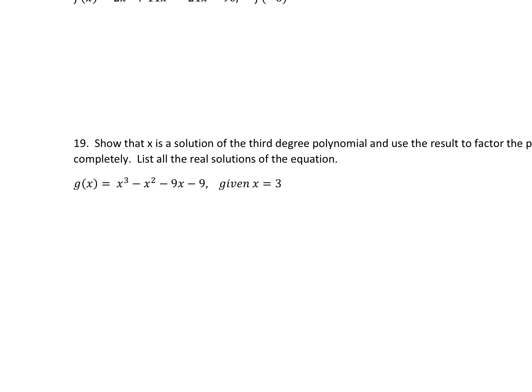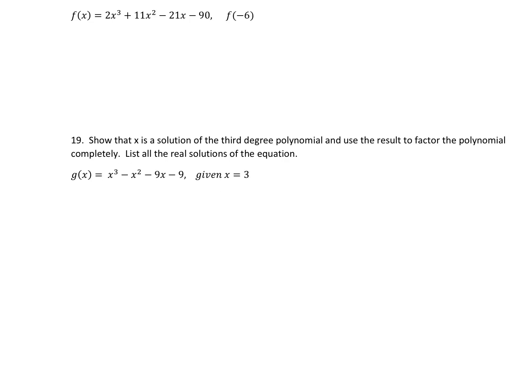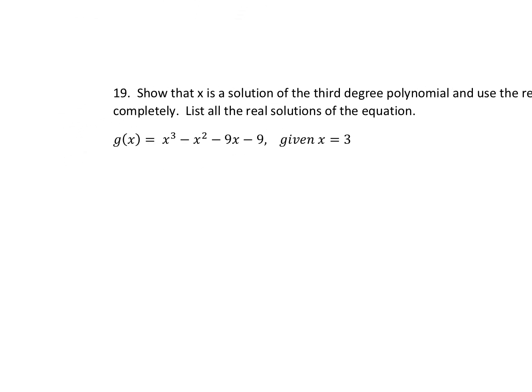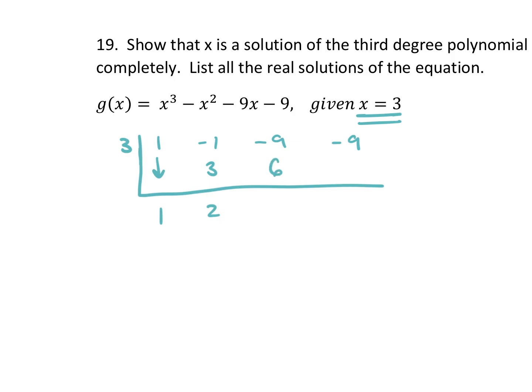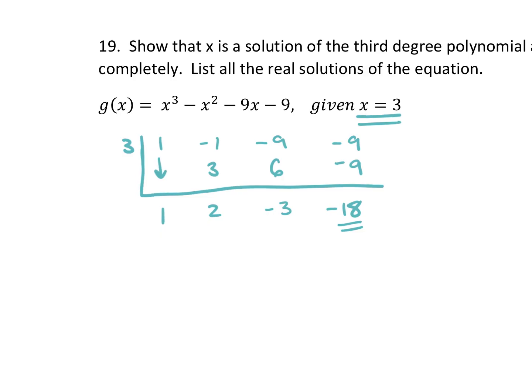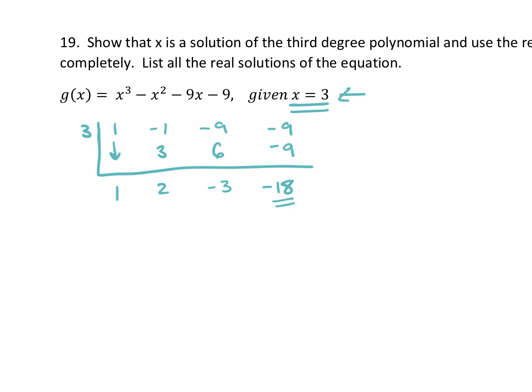Let's look at 19. So to show that x equals 3 is a solution of the third degree polynomial, we want to use synthetic division. It tells us here x equals, so we're going to put exactly what it says on the outside. So 3 is going to go on the outside. We put our coefficients inside the box, so 1, -1, -9, -9. Drop down the 1, multiply, add, we get 2, multiply 6, -3. It doesn't work, -18, because remember we need 0 as the remainder. So x equals 3 is not a solution.